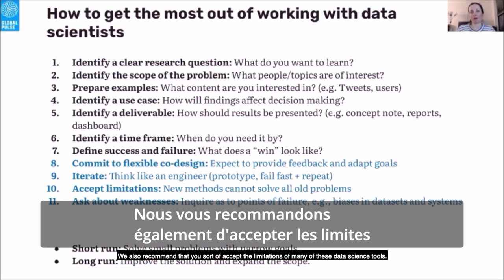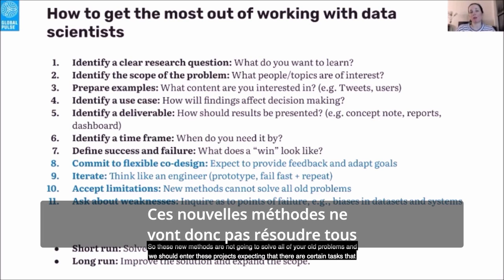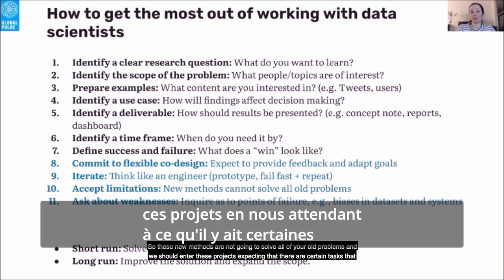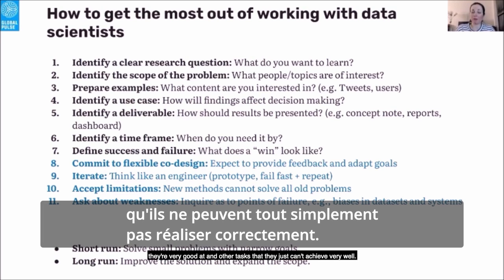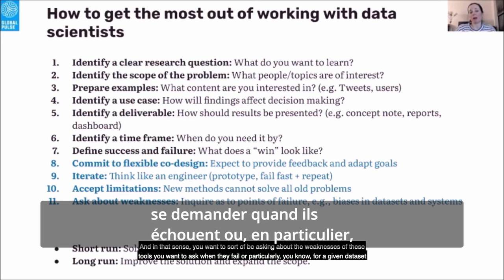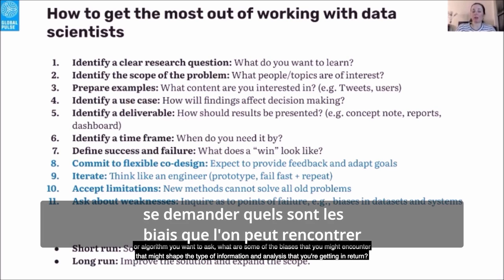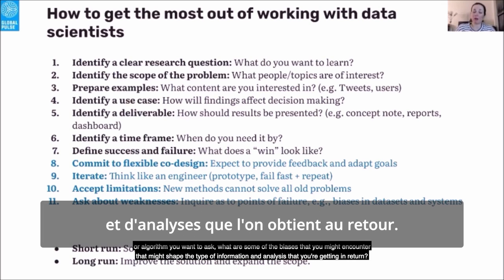We also recommend that you accept the limitations of many of these data science tools. So these new methods are not going to solve all of your old problems, and we should enter these projects expecting that there are certain tasks that they're very good at and other tasks that they just can't achieve very well. And in that sense, you want to be asking about the weaknesses of these tools. You want to ask when they fail, or particularly, for a given data set or algorithm, you want to ask what are some of the biases that you might encounter that might shape the type of information and analysis that you're getting in return.